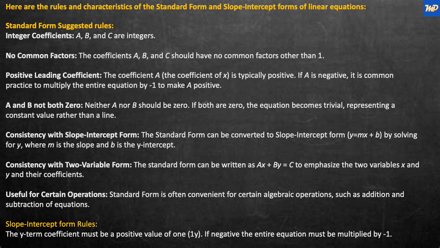and subtraction of equations. Rules for the slope-intercept form: the y-term coefficient must be a positive value of 1. 1y, of course the y is given, so you don't have to write the 1, but it has to be a 1. If negative, the entire equation must be multiplied by -1.